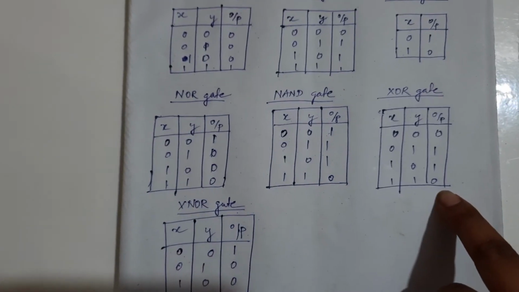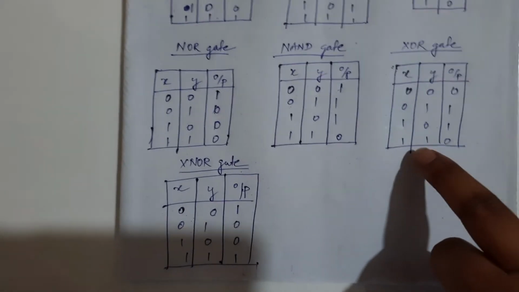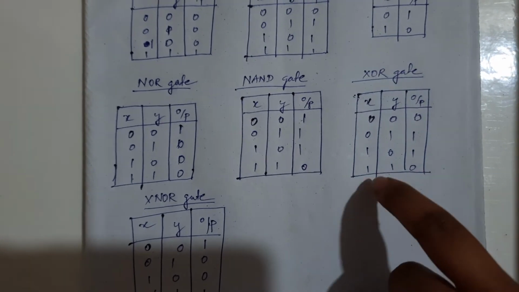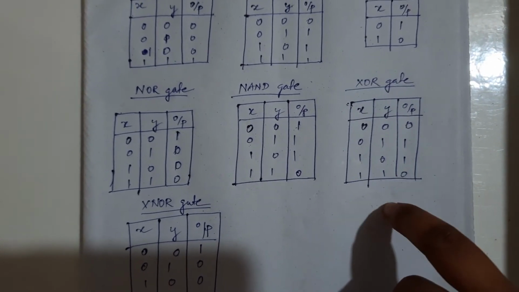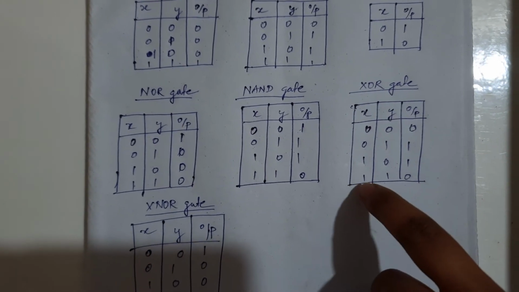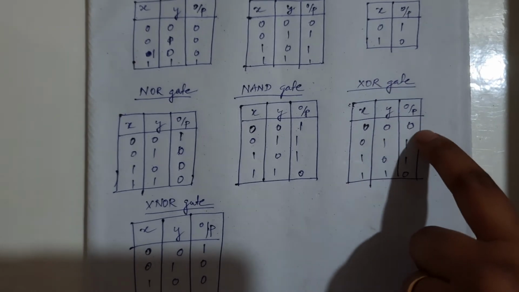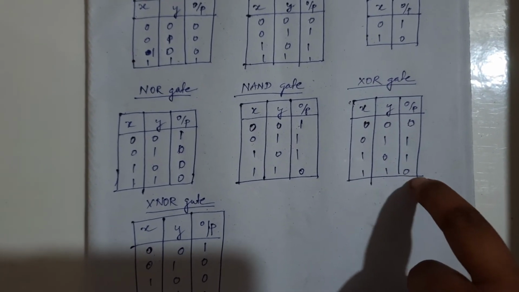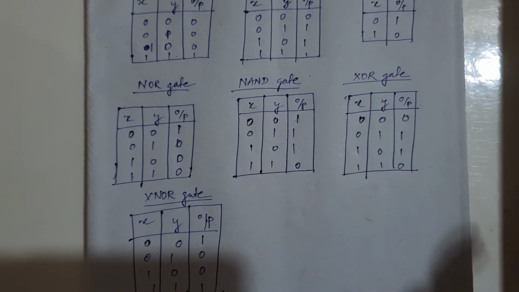What is the function of XOR gate here? XOR gate gives output as 0 whenever both inputs are same. Whether they are 0 or 1, it does not matter. Whenever both inputs are same, you can see here, when both inputs are 0, output is 0. Whenever both inputs are 1, output is 0. Otherwise, whenever both inputs are different, output will be 1.